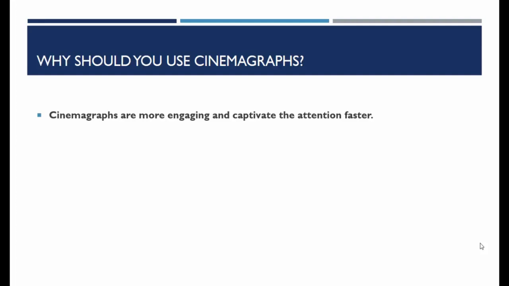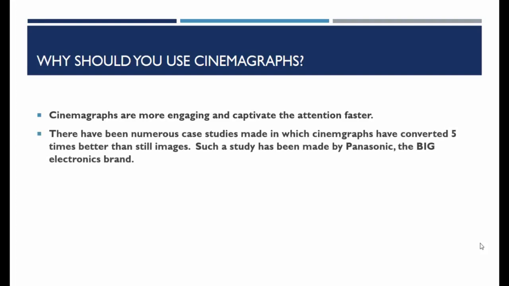Everybody's trying to promote something, and it's very hard to captivate your visitors' attention just by using still images. Now, cinemagraphs are technically still images, but they have movement in them, which makes them more engaging, because that looping movement, which seems very simple, captivates your attention. There have been numerous case studies in which cinemagraphs have converted 5 times better than still images. Such a study was made by Panasonic. You probably know Panasonic, the big electronics brand.